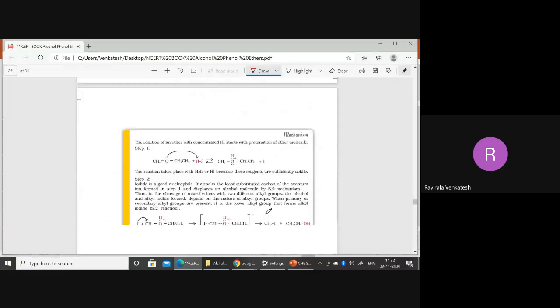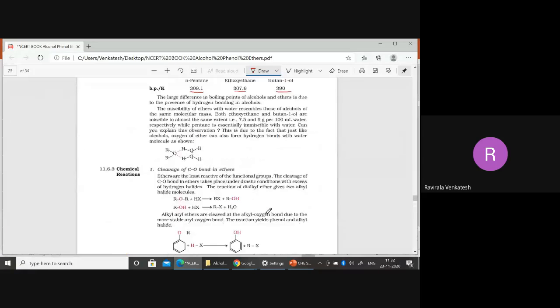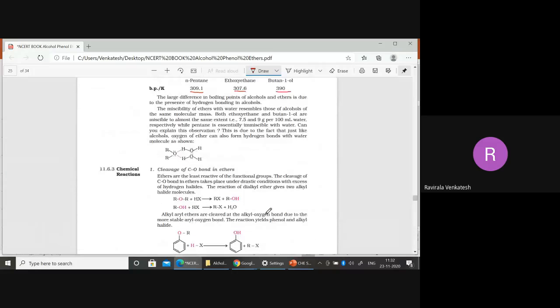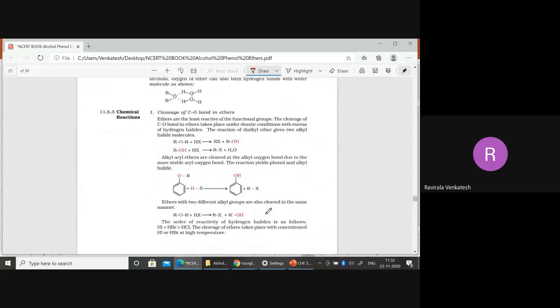Now when you observe here, I will discuss only cleavage here. The mechanism we will discuss tomorrow. We have only 5-10 minutes left, so I will take only the cleavage. C-O bond cleavage. That means if I write CH3, O, CH3, you can cleave here or you can cleave here. C-O bond cleavage they have asked.